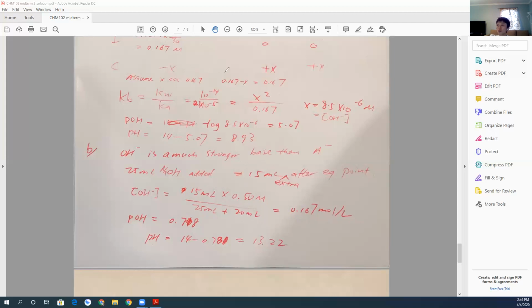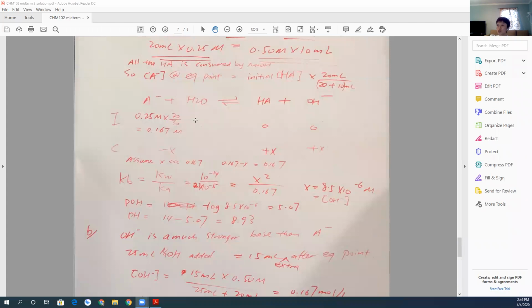Some of you, for part one, used the equation for the buffer. But here, at the equivalence point, you have already passed the buffer region. So no acid is left, so the HA concentration is 0. So the denominator is 0, and you cannot have something with a 0 denominator. So you can no longer use that equation.